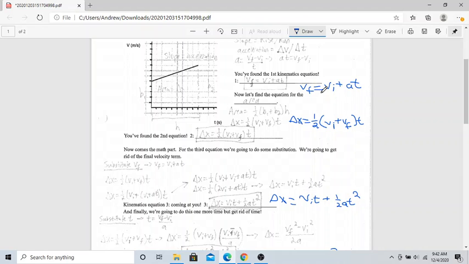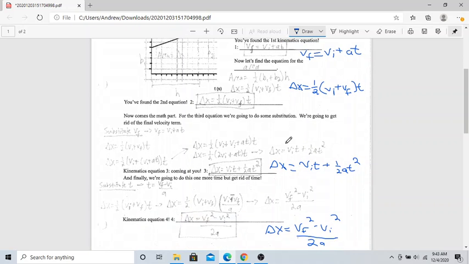Second equation says that the displacement of an object is equal to 1/2 times the starting velocity, or the initial velocity, of the object plus the final velocity of the object, multiplied by the time it's been moving for. Now, initial velocity and final velocity are basically when I start looking at the object and when I stop looking at it. All right, so that's just what those two mean.